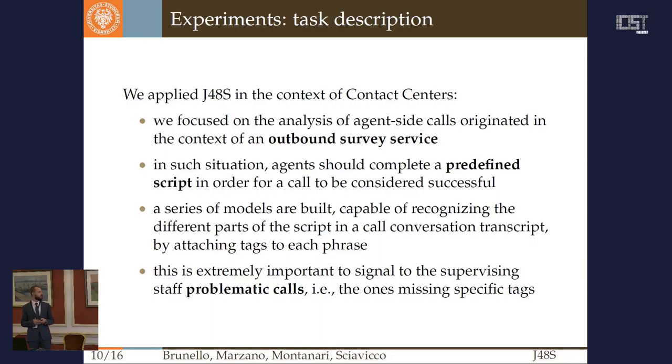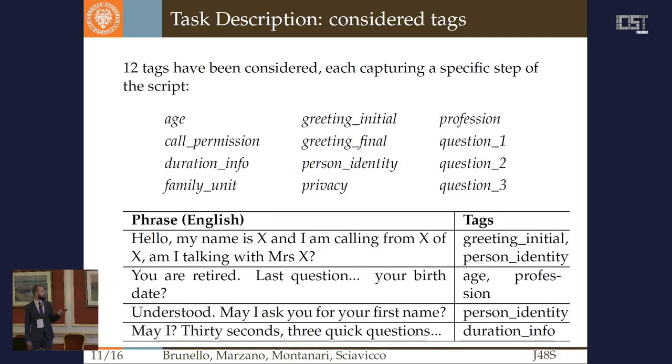Coming to the experimental part, we apply J48S in the context of contact centers. In particular, we focused on the analysis of an outbound survey service. And in such a situation, agents typically follow a predefined script, which instructs them on the phrases that they should pronounce during the conversation. And a conversation is considered to be successful if an agent has pronounced all the required phrases. So we built a series of models that are capable of recognizing the different parts of the script by attaching tags to the phrases. And this is extremely important for the company, since it may allow to signal to the supervising staff problematic calls, in this case, the ones missing specific tags.